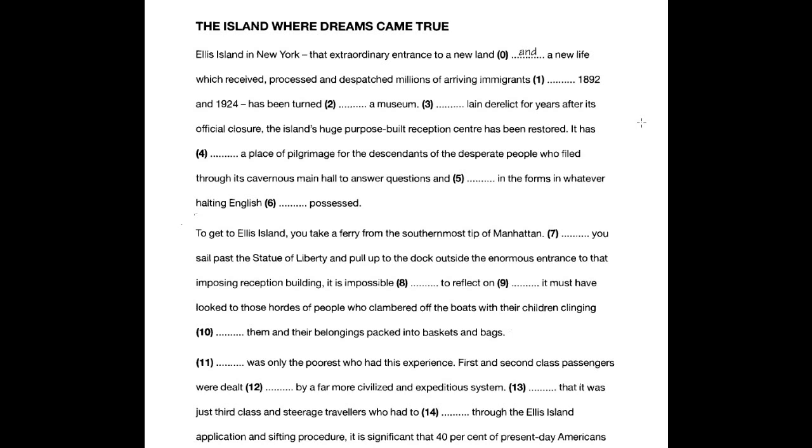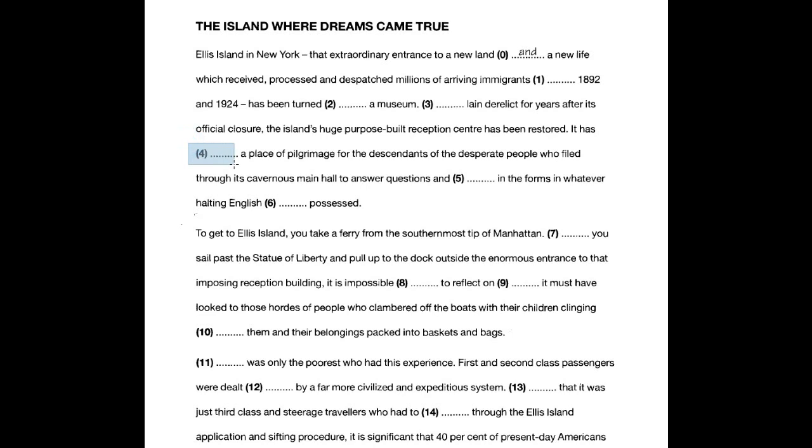And the fact that we're talking about the descendants of the desperate people who filed through its cavernous main hall, it means that we're talking about how things have changed again, how things are now completely different. It is now a place of pilgrimage, so it has become a place of pilgrimage. It wasn't a place of pilgrimage back in 1892, because it wasn't a place of pilgrimage for the descendants. It was a place where the documents were processed and received and dispatched for any new immigrants. So it's only now it has become a place of pilgrimage for the descendants of the desperate people who filed through its cavernous main hall.